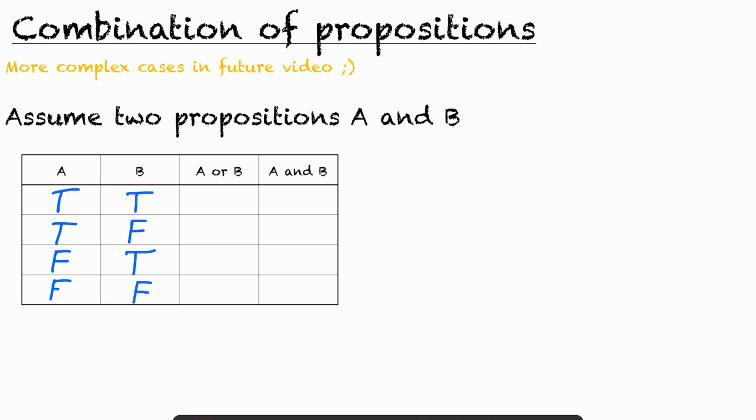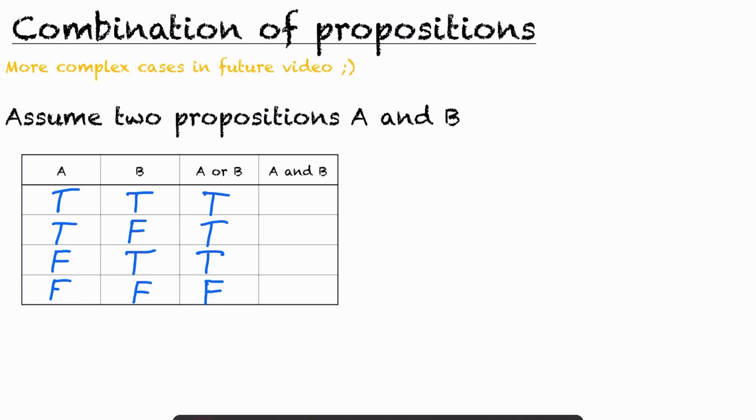So if A is true and B is true, A or B is definitely also true. If A is true and B is false, A or B is still true because A is true. Same logic applies to the third example. And if A is false and B is false, then A or B is also false since none of both is true.